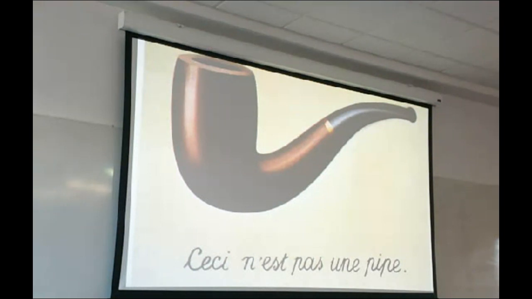Does anyone know what the phrase means? Do we have any GCSE French? Hmm? It is not a pipe. This is not a pipe, in fact. This is René Magritte's famous image. And it says at the bottom, this is not a pipe.